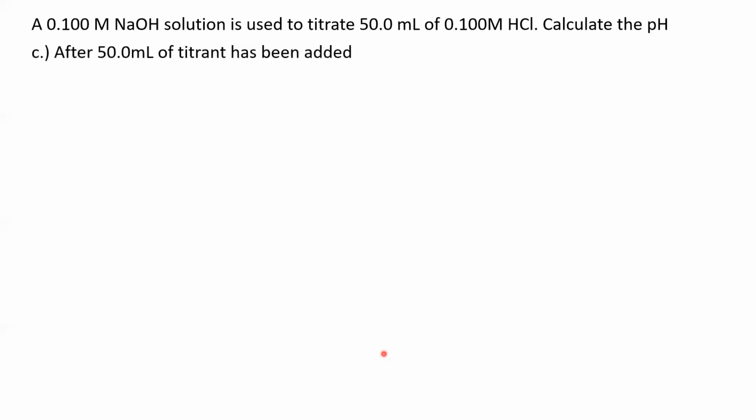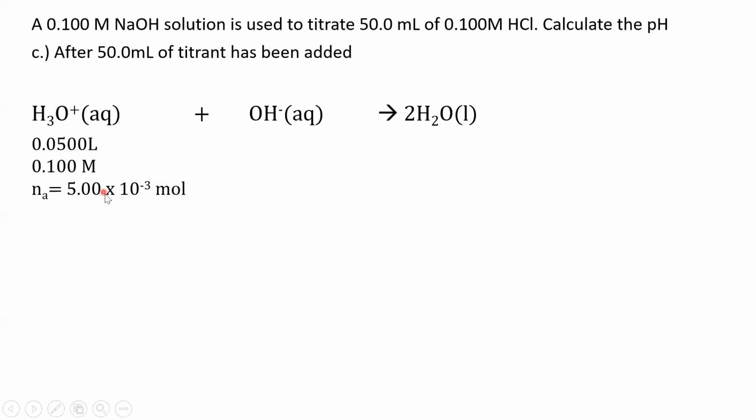Now let's look at point C. We're going to add a little bit more sodium hydroxide. And we're going to do the same process. So we have our reaction. The amount of hydronium ion isn't going to change because we're not adding any more hydronium ion to our container. But the amount of hydroxide is going to change because now we've added 50 milliliters instead of just 40 milliliters. So look at what we have here. We have the same number of moles of acid and base.